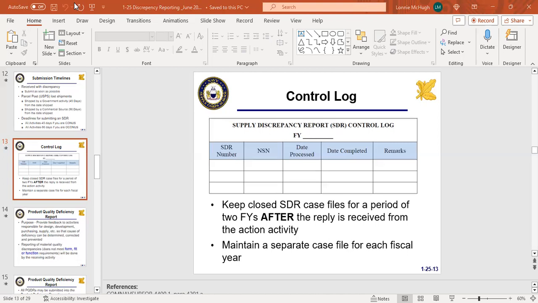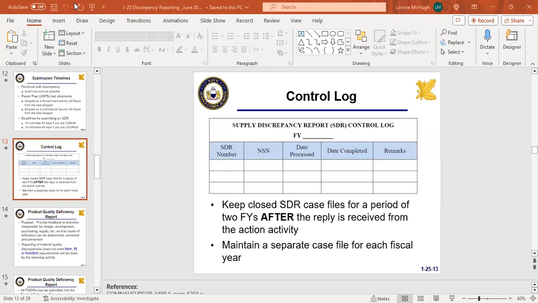All right, so just to recap for the SDR, if there is anything from a commercial vendor that has a shipping discrepancy or a packaging discrepancy, no matter the dollar value, you'll submit an SDR. If it is from a government source, it is $100 and above for a shipping discrepancy, $50 and above for packaging. There are also a lot of other stipulations or circumstances that you can find in the P485, but those are the two main categories.